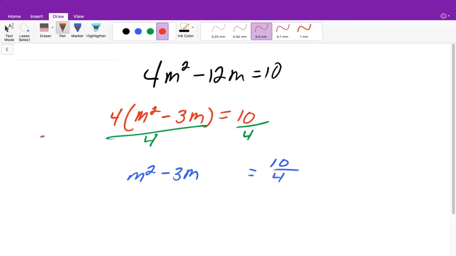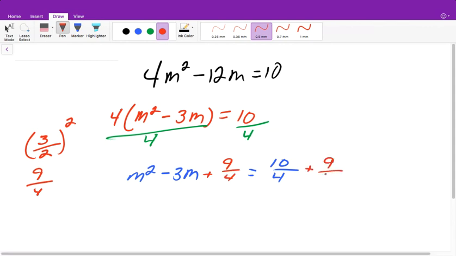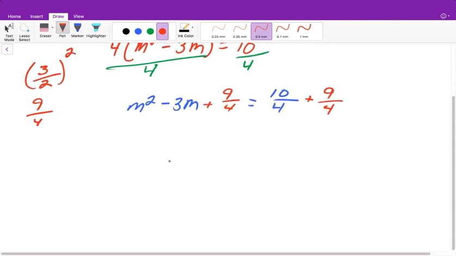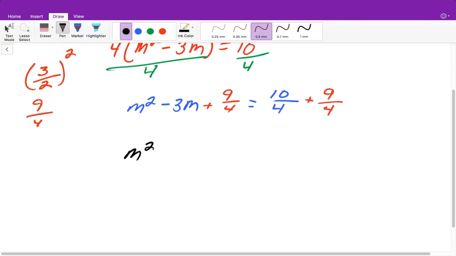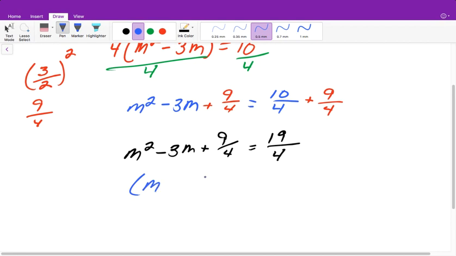We will then take this 3, divide it by 2. It can't be divided by 2, so it stays as is. Now we square 3, which is 9. We square 2, which is 4. So we're adding 9 over 4 to both sides. And now this actually allows for us to right away combine our like terms. So we will have m squared minus 3m plus 9 over 4 is equal to 19 over 4. And now we're going to go ahead and factor out. So this will factor out to m. Remember, it's a binomial squared, whatever we get when we divide by 2, so it's 3 halves. And since this is a minus, it's m minus 3 halves, squared, is equal to 19 over 4.